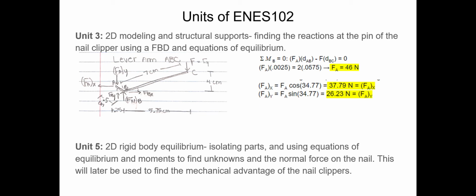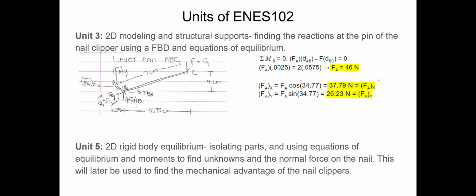The units that I incorporated into my analysis started with Unit 3, which is where we learned about 2D modeling and structural supports. Since the nail clipper has a pin, I modeled the nail clipper as a rigid body when it is in its most compressed state. Then, by isolating the lever arm and using a free body diagram, I was able to use moments and equations of equilibrium to solve for the unknowns of the reaction at the pin. This will be useful in finding other unknowns later on.